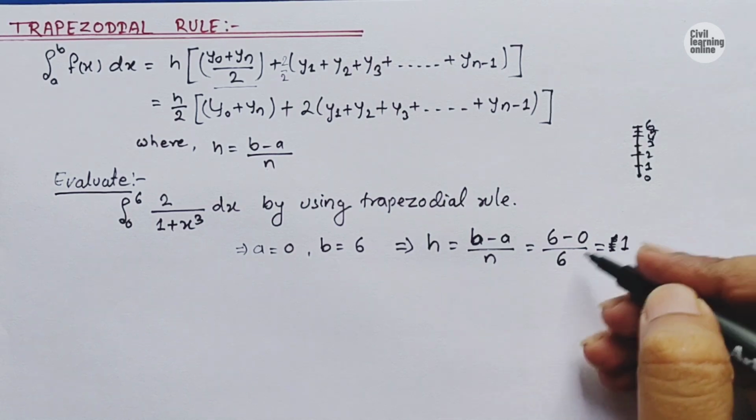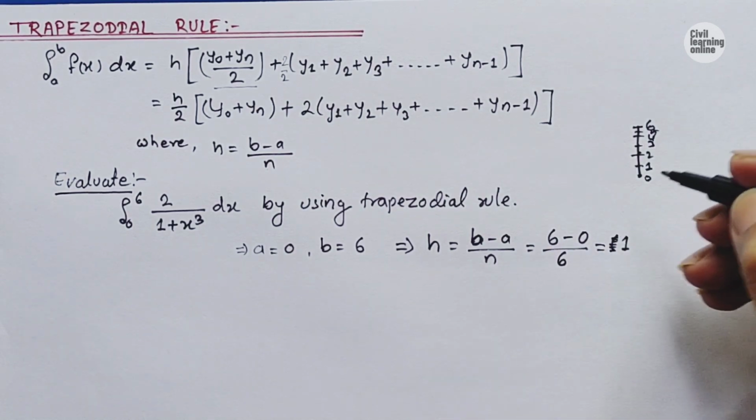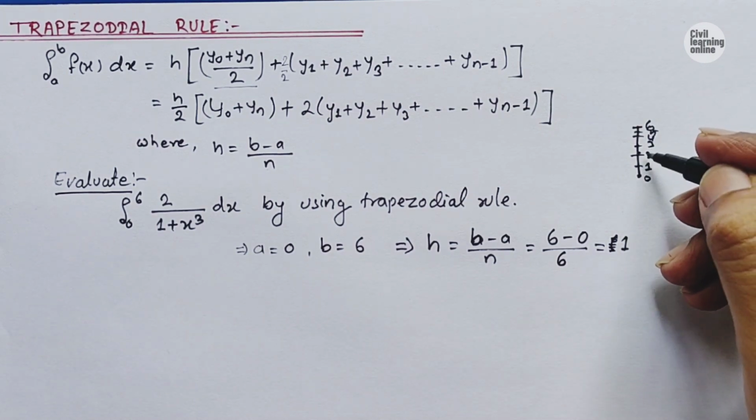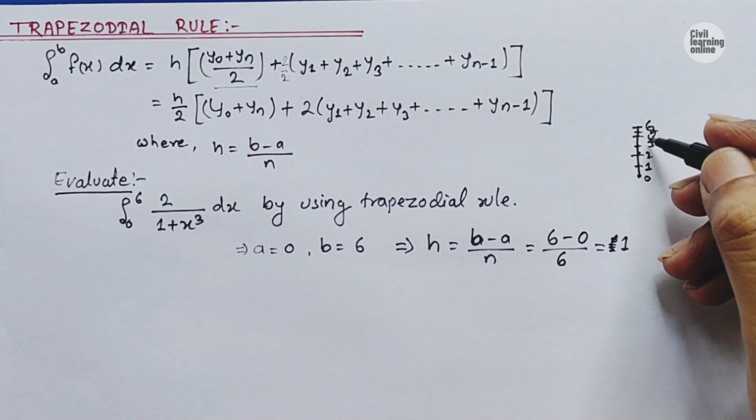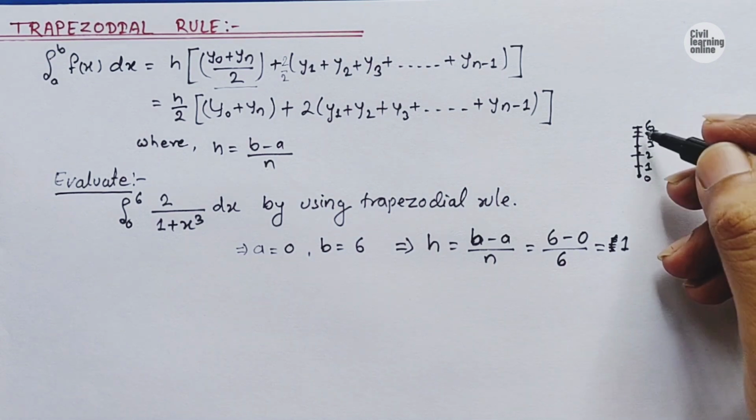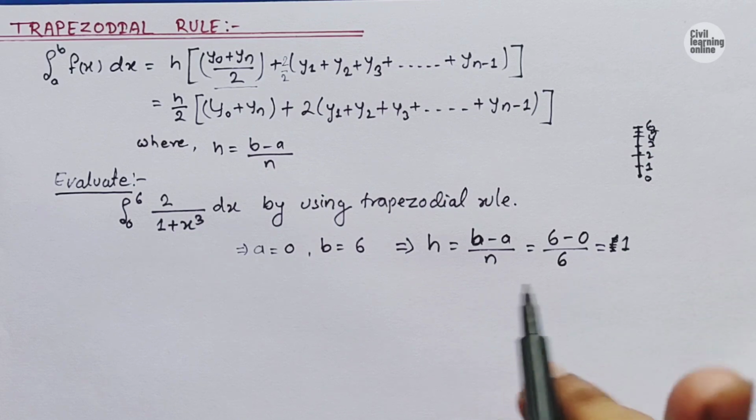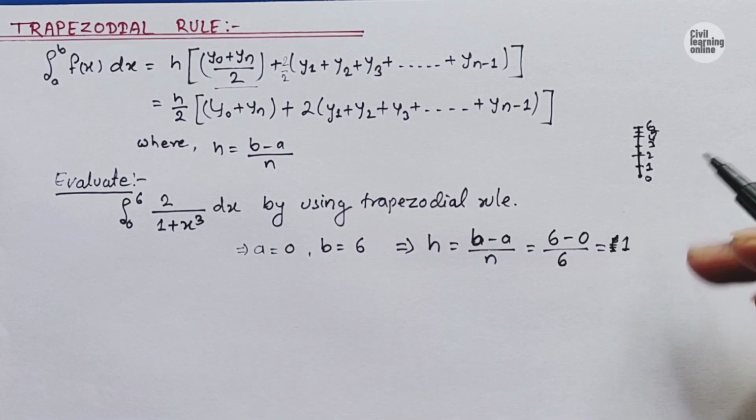So see here guys, n is actually the number of intervals. As you can see, from 0 to 1 is one interval, 1 to 2 is another interval, 2 to 3 is another interval, and 3 to 4 is another. Similarly, 4 to 5 and 5 to 6 are the number of intervals. So we have taken the number of intervals equal to 6, and h is the height.